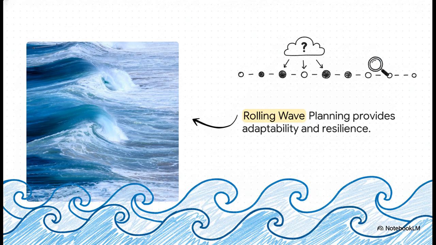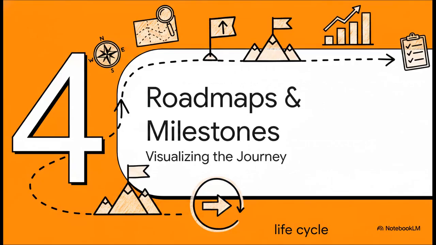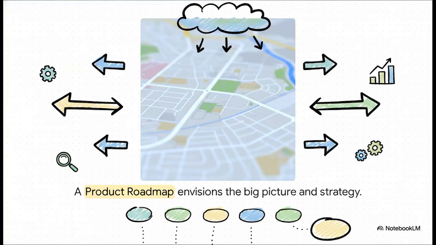It gives you an immense amount of adaptability and resilience. Okay, Section 4, roadmaps and milestones, visualizing the journey. Once our scope is locked, we need tools to actually see the path ahead. And the absolute best way to start visualizing that path is with a product roadmap.